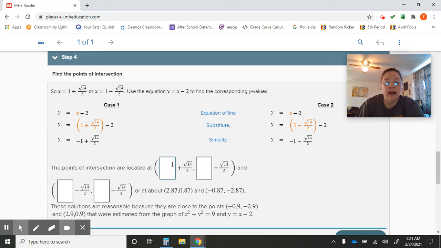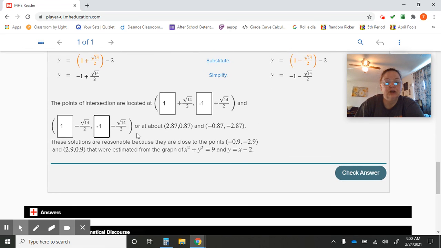So our points are at 1 plus square root 14 over 2 and negative 1 plus square root 14 over 2, and 1 minus square root 14 over 2 and negative 1 minus square root 14 over 2. When you put into a calculator, you get 2.87 and 0.87, and negative 0.87 and negative 2.87.